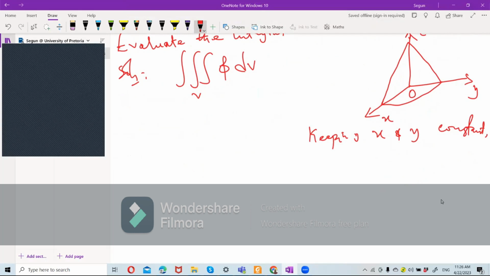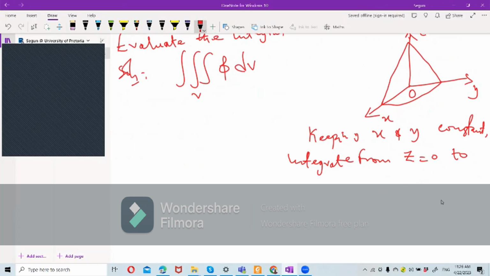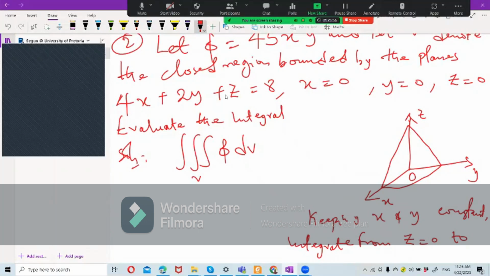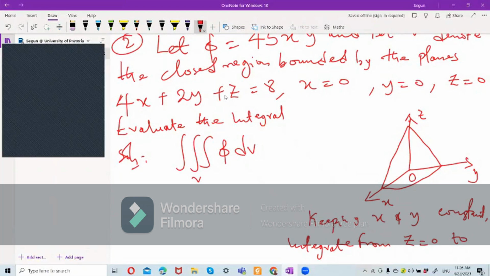If we keep x and y constant, what happened to this? We now integrate from z equals 0 to... now how do we make z here? Remember this equation, we'll be working towards it. We have x is 0, y is 0, z is 0. That is the origin. Are you getting the point? That is the lower point, that's the lower bound. Then for us to get the upper bound, we use the equation to get the upper bound.